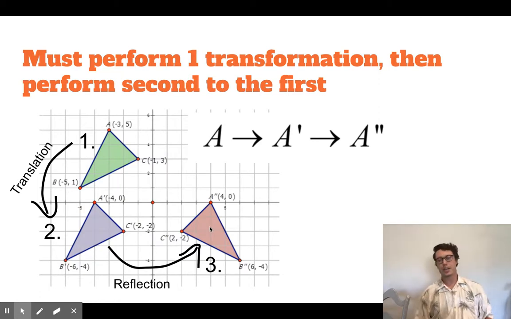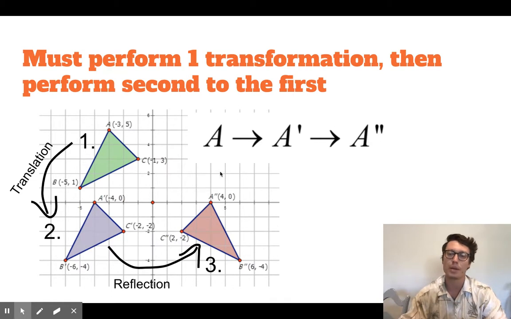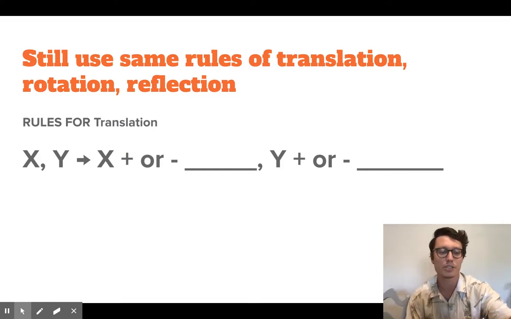And like I just said, every time you do a new transformation, you have to add a new prime symbol, right? So A changes to A prime, and then when you do a transformation of that, it turns to A double prime. We still use the same rules of translations, rotations, and reflections. I apologize, ladies and gentlemen.